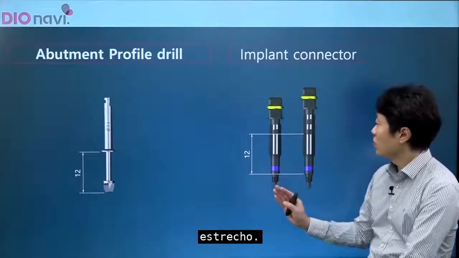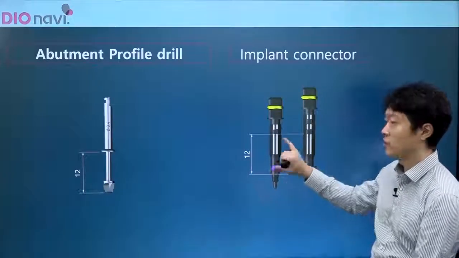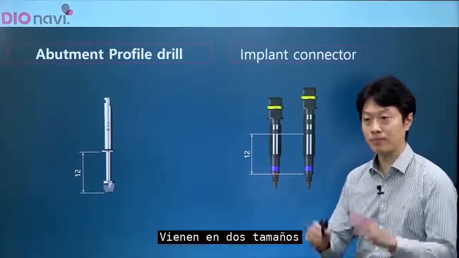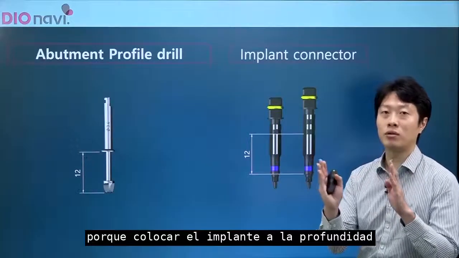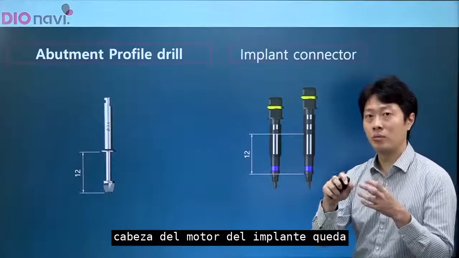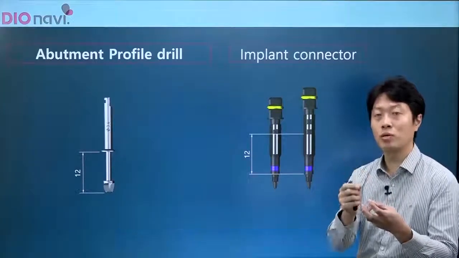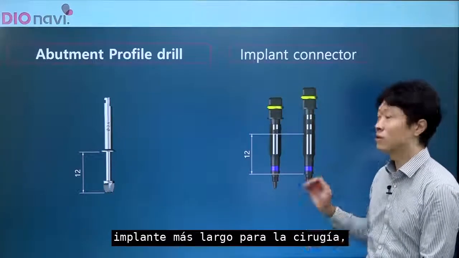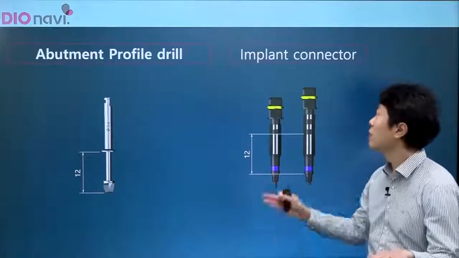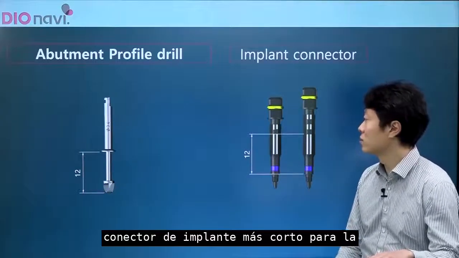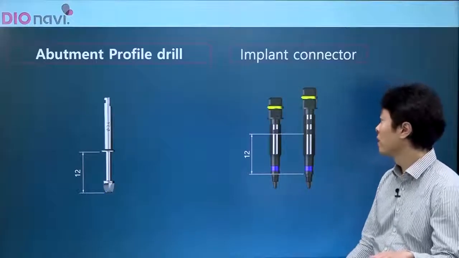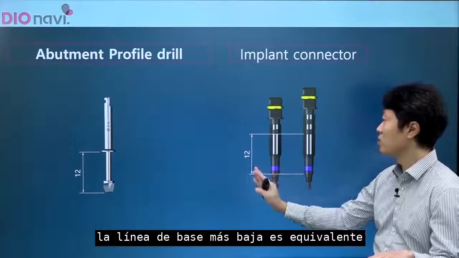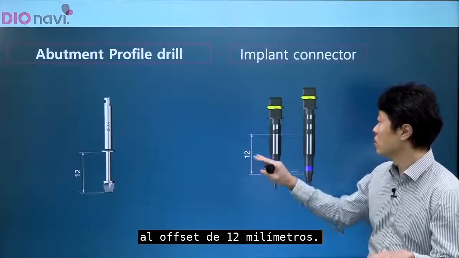For implant connectors of the narrow type, there are 2 sizes. One is short and the other is long. They come in 2 sizes because placing the implant at the intended depth could be difficult if the implant engine head is caught by an adjacent tooth. In this case, you can use a longer implant connector for surgery. But in general, you can use a shorter implant connector for surgery. Whether short or long, please keep in mind that the lowest baseline is equivalent to the 12 mm offset.